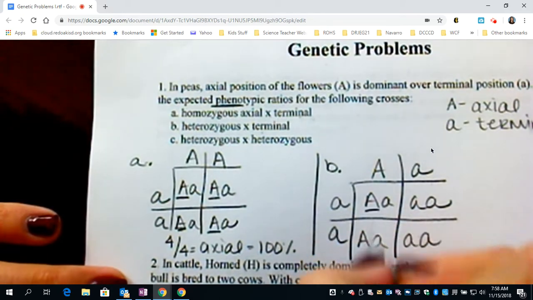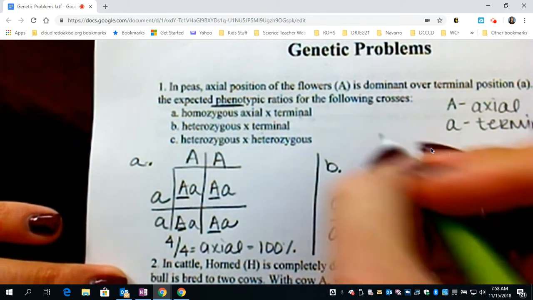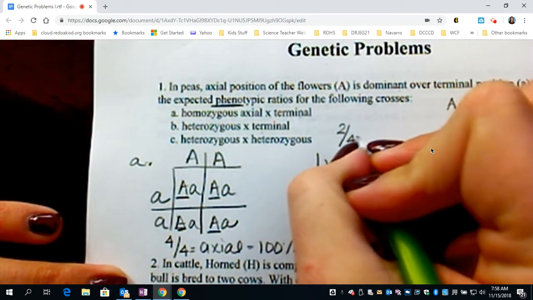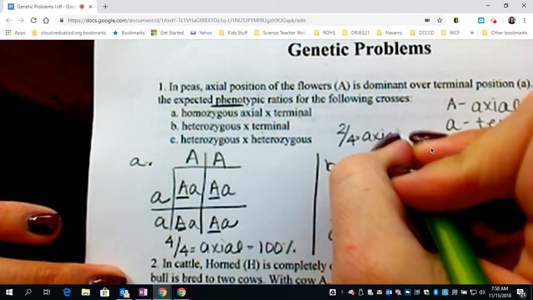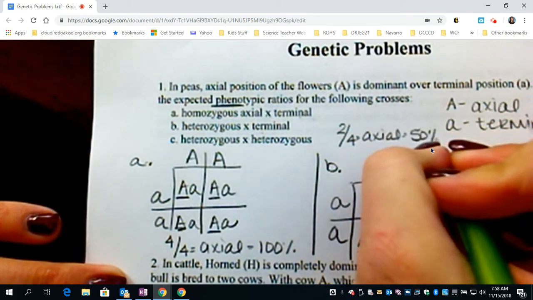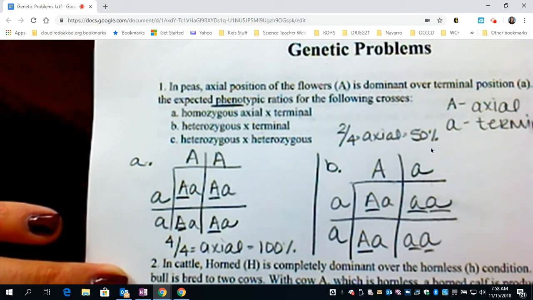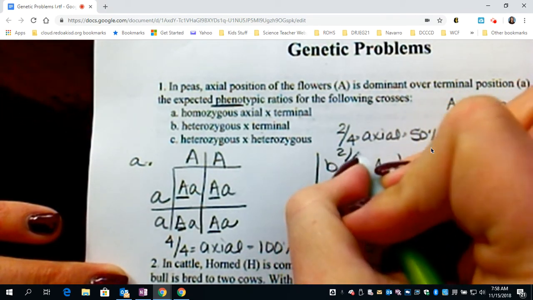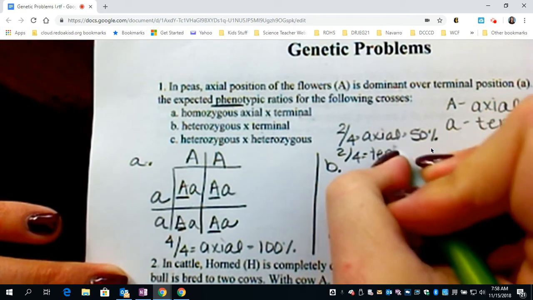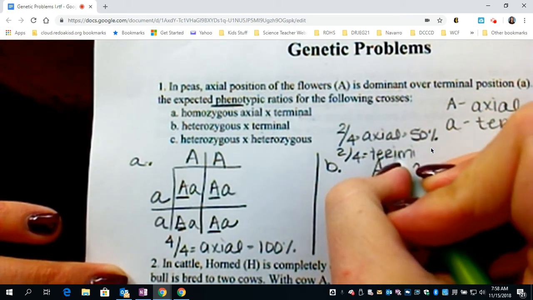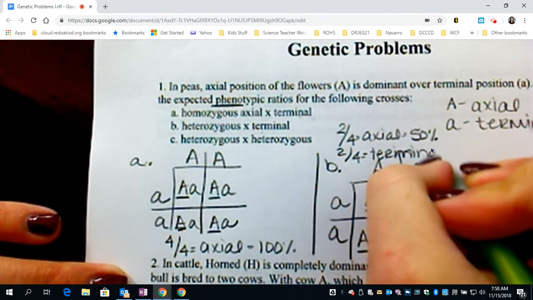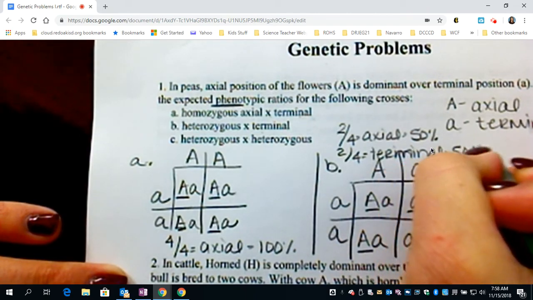So if they have a capital letter, they have axial, so it looks like 2 out of 4 are axial, so that's 50%. And then the only way to get terminal is to have two little a's, so it looks like 2 out of 4 are terminal, and I for sure can't spell, so that's 50%.